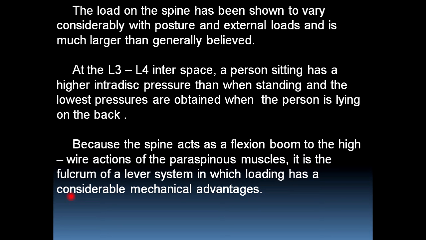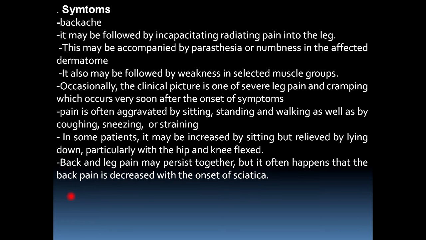The load on the spine has been shown to vary considerably with posture and external loads, and is much larger than generally believed. At the L3, L4 interspace, a person sitting has a higher interdisc pressure than when standing, and the lowest pressure is obtained when the person is lying on the back, because the spine acts as a flexion boom to the high wire actions of the paraspinous muscles. It's the fulcrum of a lever system in which loading has considerable mechanical advantages.